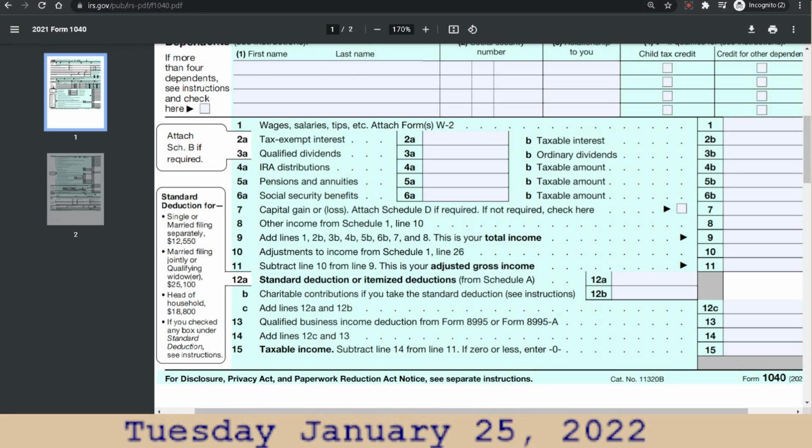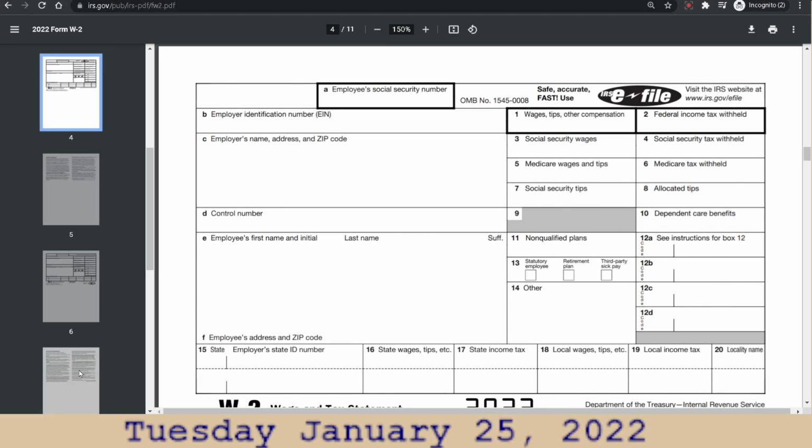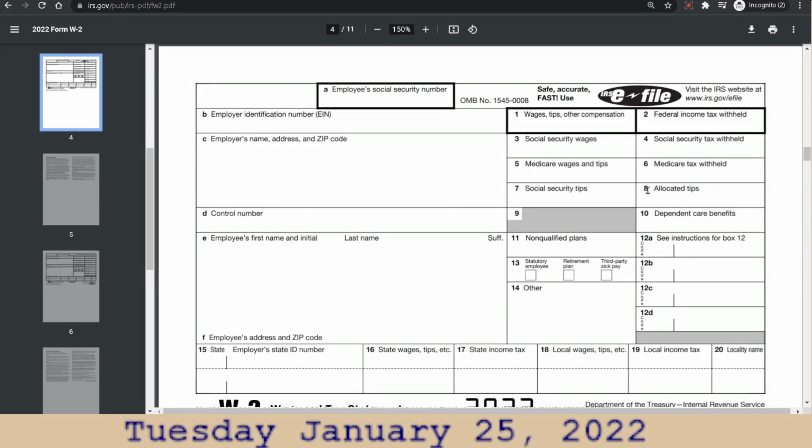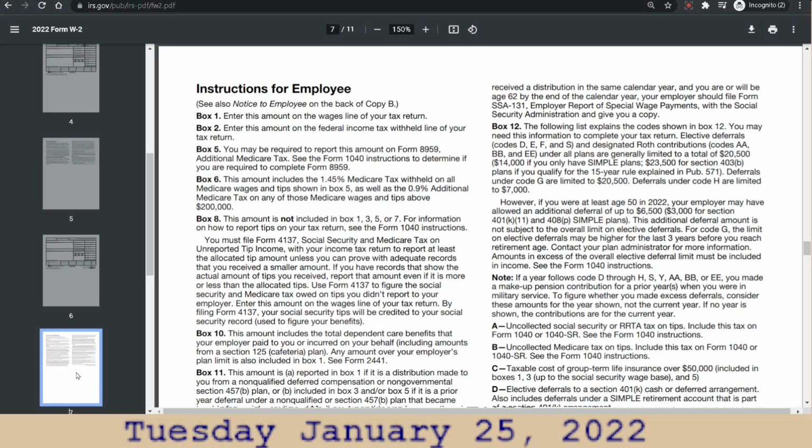Okay, all right. Let me take a look at the W-2. Go down here. Look at box 8. The amount is not included in box 1, 3, 5, or 7. Oops, go up here. Box 8, allocated tips. Oops, I keep going to the wrong one. Sorry. Box 8, allocated tips.